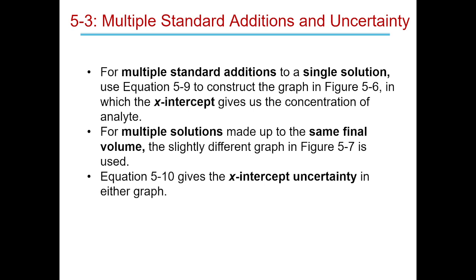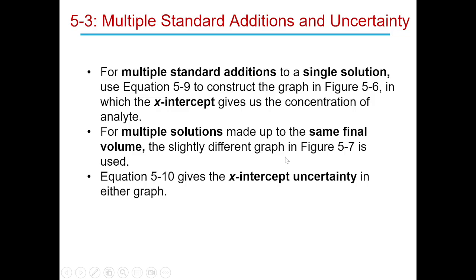So for multiple standard additions to a single solution, we would use equation 5.9 to construct the graph in figure 5.6, in which the x-intercept would give us the concentration of your analyte. Essentially, we're doing like a Beer's law, except we had an unknown concentration in the beginning. And so the x-intercept will actually give us the concentration. Does that make sense? We'll see in just a bit.